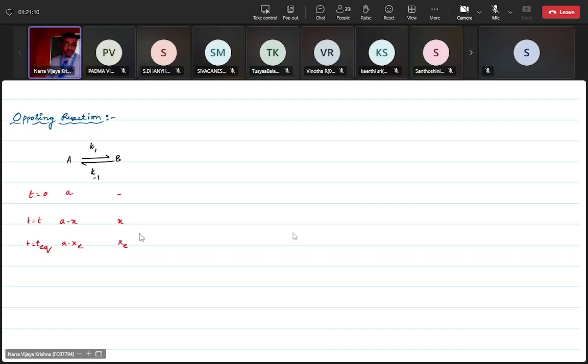So we know that every opposing reaction reaches equilibrium after a certain time. Even when time t equal to infinite, its concentrations remain the same. Then only we call it an equilibrium reaction. So here it is reaching equilibrium. Here it is opposing.